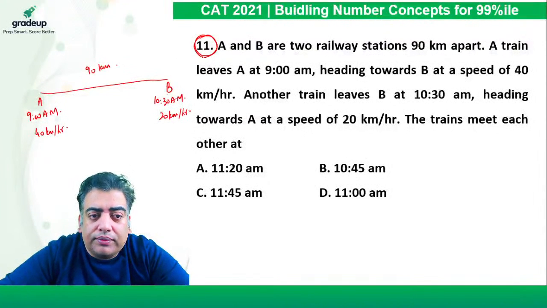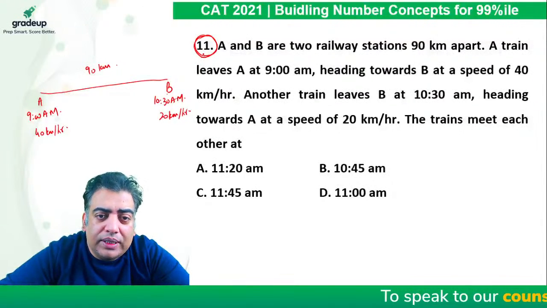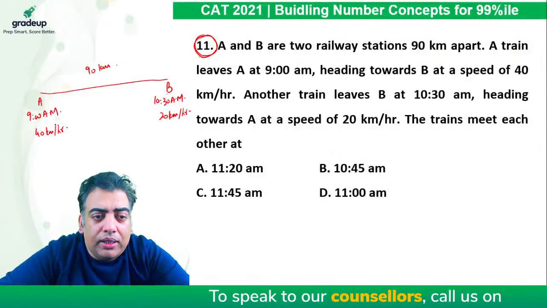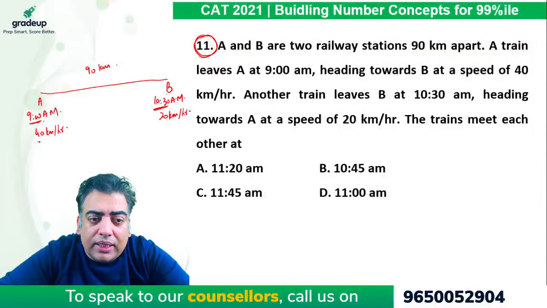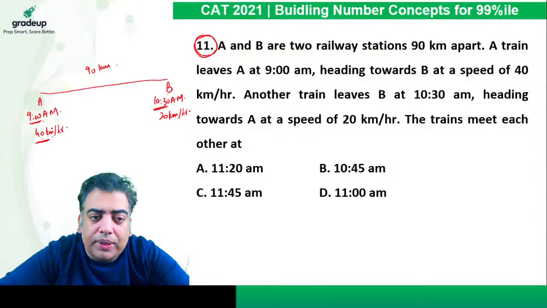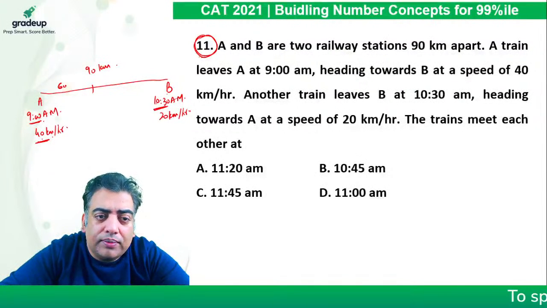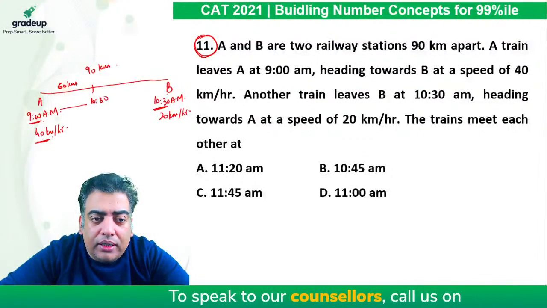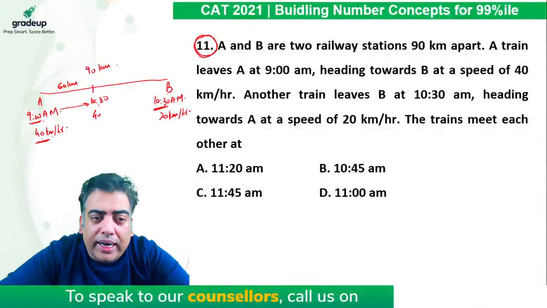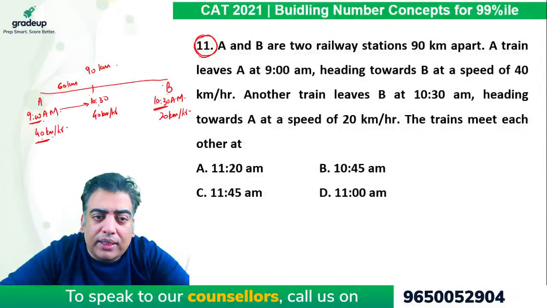Many a times. So in order to solve it, we just need to consider one part. This train started at 9. This will start at 10:30. From 9 to 10:30, in 1.5 hours, distance covered by this train will be 40 plus 20, which is 60 kilometers. At 10:30, this train will be here, moving at a speed of 40 km per hour. Now the distance between these two trains is 90 minus 60, which is 30.